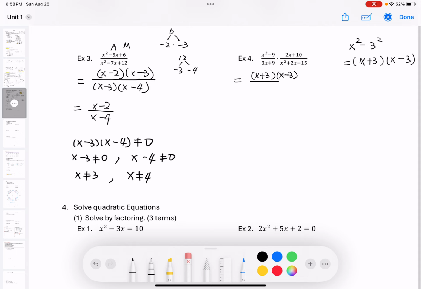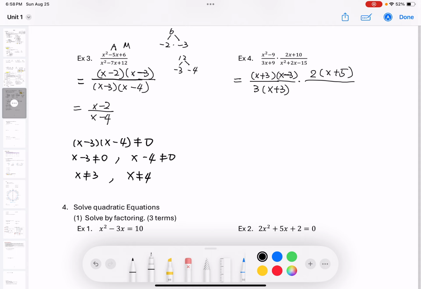Okay, let's save some space. Okay, what is the bottom? My bottom, we have two terms. I can factor out the 3. So left over is x plus 3. Let's do the simplification later. Next, let's see my second top. I can factor out the 2 from two terms. We have x plus 5.